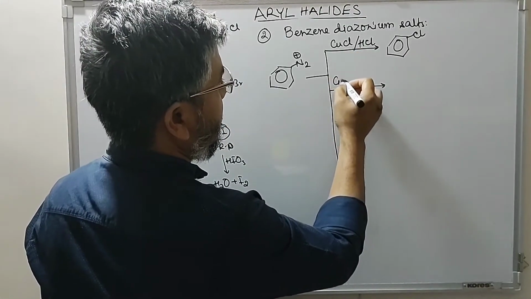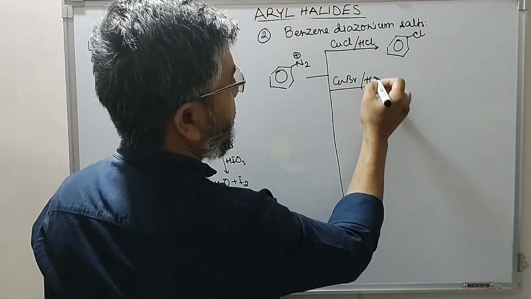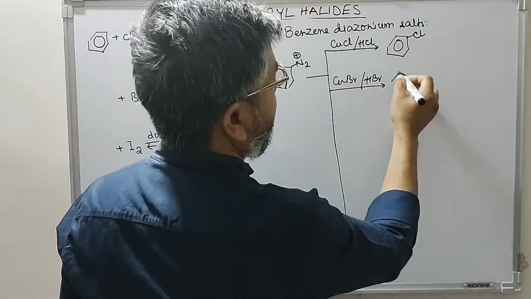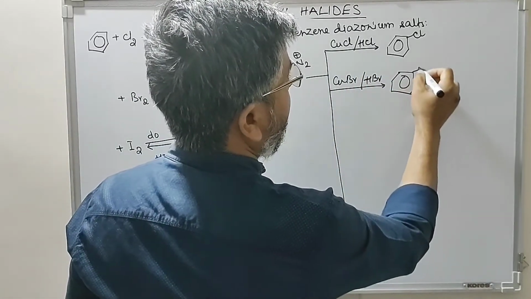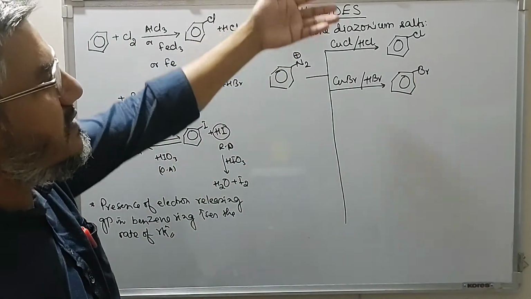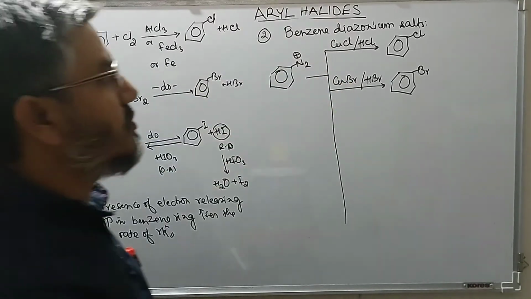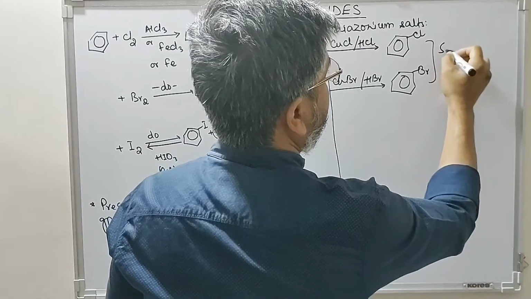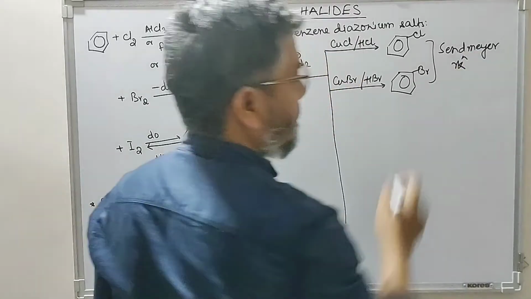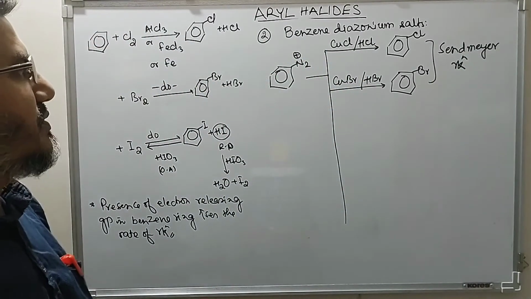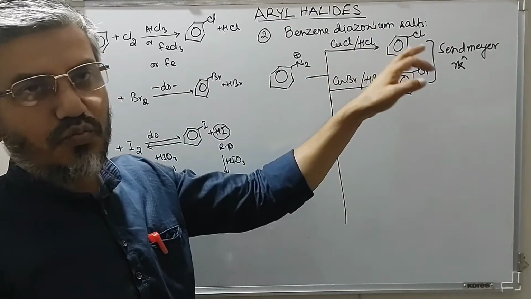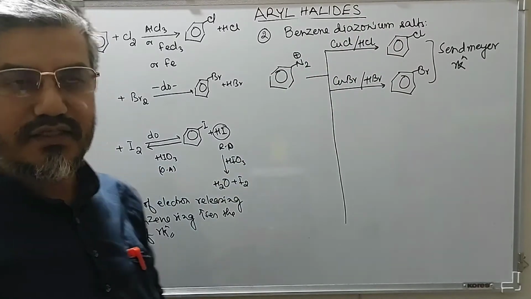We have CuBr in presence of HBr, when nitrogen is replaced by bromine. So these two reactions in which the nitrogen of benzene diazonium salt is replaced by Cl or Br is known as Sandmeyer reaction. So Sandmeyer reaction is replacement of the nitrogen of benzene diazonium salt with chlorine on reaction with cuprous halide and hydrogen halide.